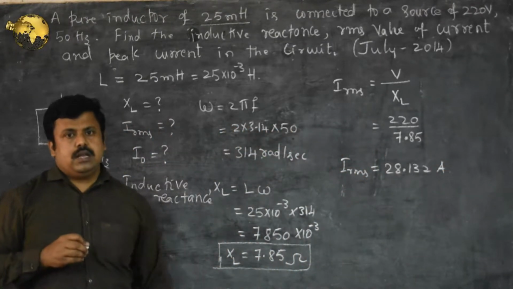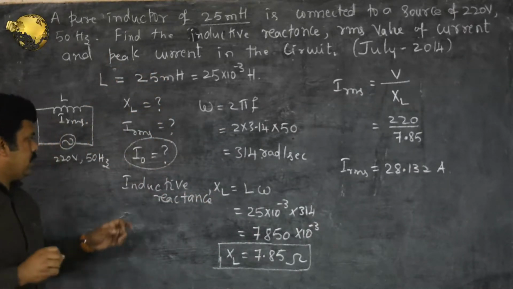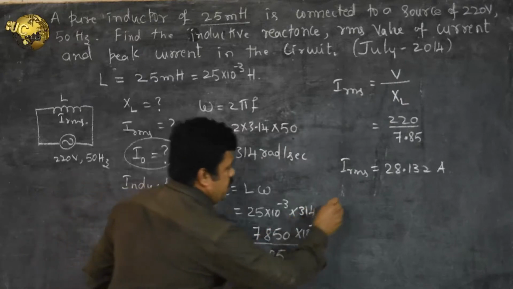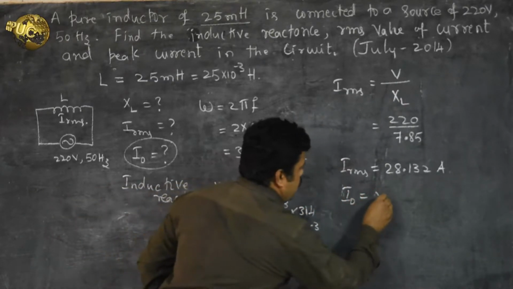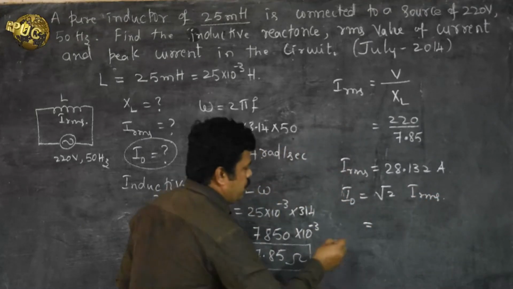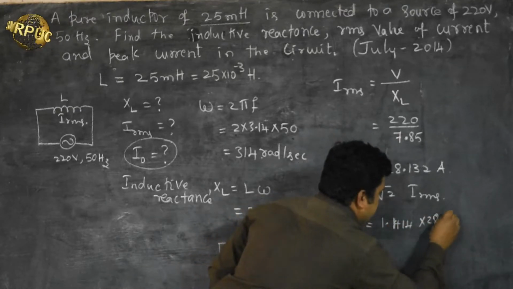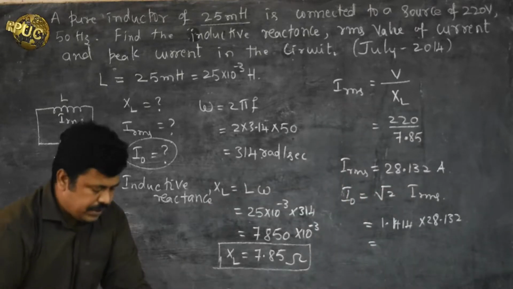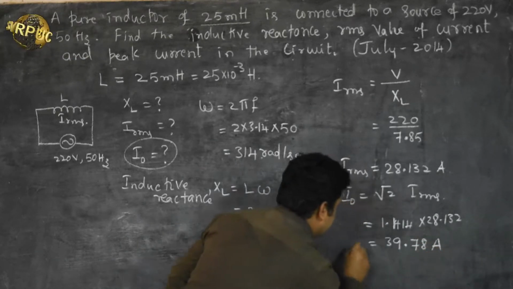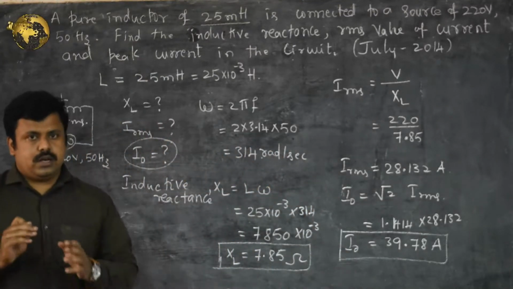So IRMS is equal to 28.132. Now the peak value. We need to calculate the last one, the peak value. How are the RMS value and peak value related? I naught is equal to root 2 into IRMS. So root 2 is 1.414 into 28.132, we get 39.78 amperes. This is the peak value, that is I naught, the peak value of the current.